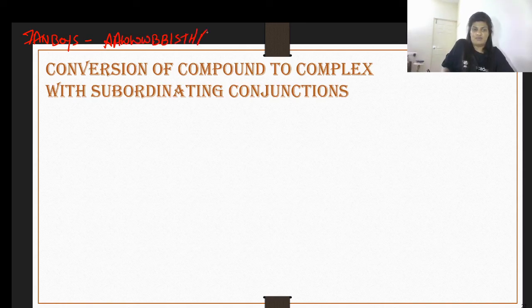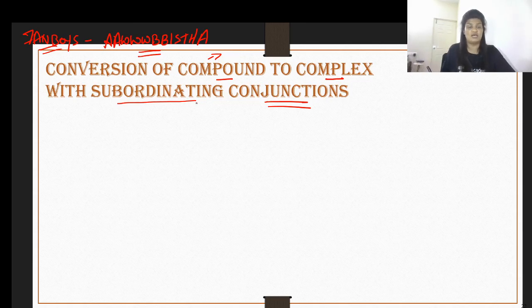You can do that by converting FANBOYS into subordinating conjunctions. Compound to complex is what we are doing, that is by introducing the subordinating conjunctions. Compound sentences have coordinating conjunctions. We are going to eliminate those coordinating conjunctions and introduce subordinating conjunctions, thereby converting the compound sentences into complex sentences. Let me give you the examples.